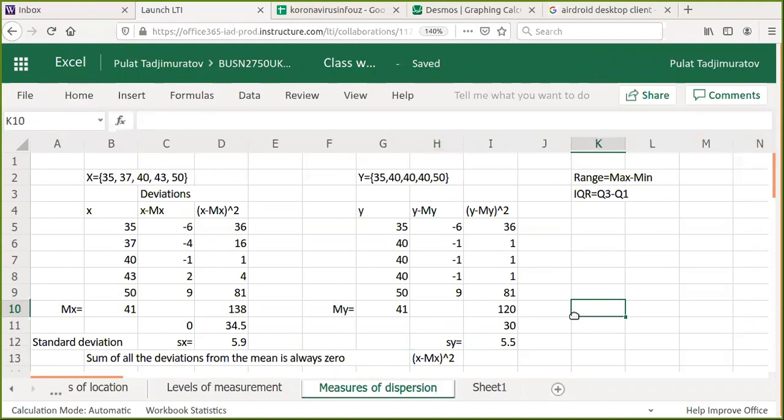Now, if you look at those two numbers, this one is larger, this one is greater than this one. And also, if you look to the data itself, you might notice that they have the same minimum and the same maximum, and even the same mean, right? So if I was going to find range for x, it would be 50 minus 35, 15, and for y, it would also be 15. And the mean values are the same.